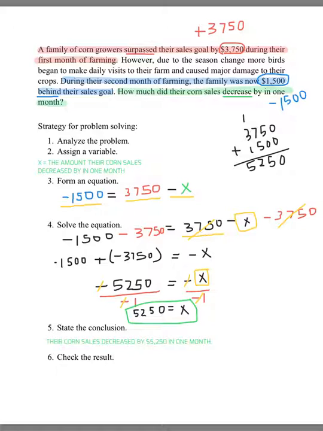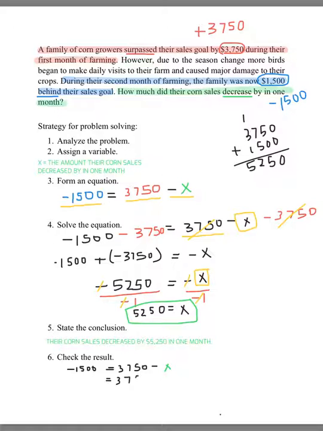So now let us go ahead and check the result. When checking the result, you always want to start off with the original equation formed in step 3. So that is 1,500 is equal to 3,750 minus x. However, we know the value of x, so we're going to go ahead and substitute that in its place.